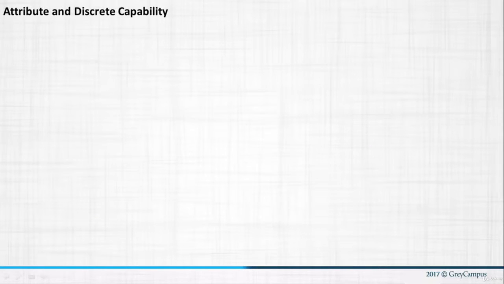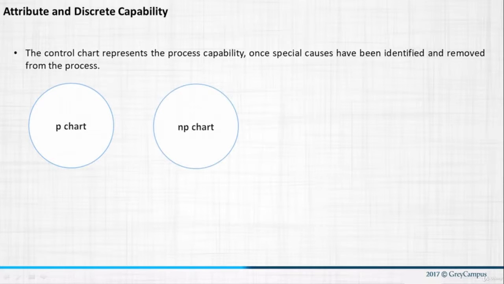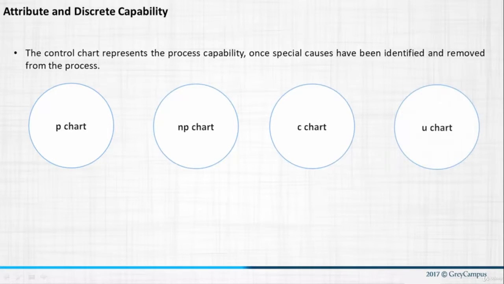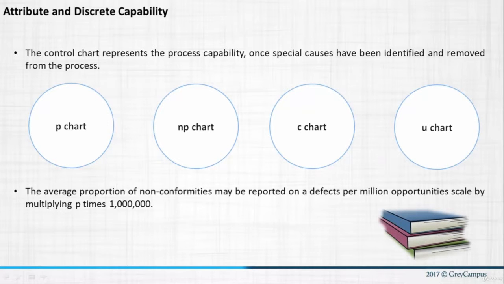We've been talking this whole time about variable data and how we use variable data for process capability. We can do the same thing with attribute and discrete data. We use control charts or run charts that are associated with attribute data. One way to easily recognize attribute data control charts is that they are all letters: P, NP, C, and U, versus statistical terms like X bar, R, and S.